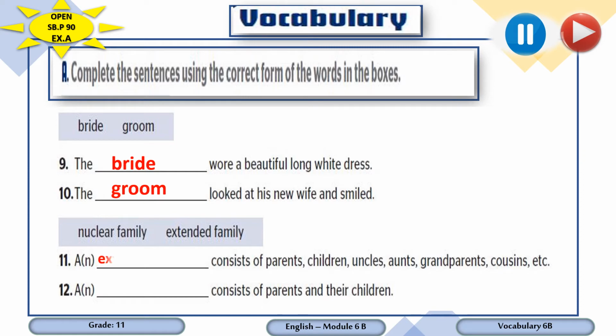Excellent. Number 11. An extended family consists of parents, children, uncles, aunts, grandparents, and cousins. So, extended family, the unit of the family that includes members like aunts, uncles, and grandparents. Fantastic. Number 12. A nuclear family consists of parents and their children. So, nuclear family means the unit of the family that includes a father, mother, and their children. Very good.